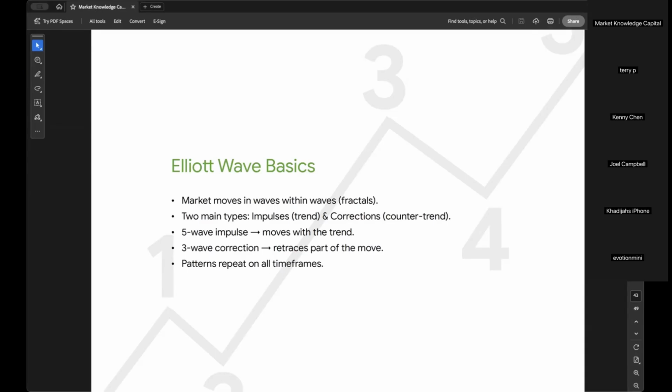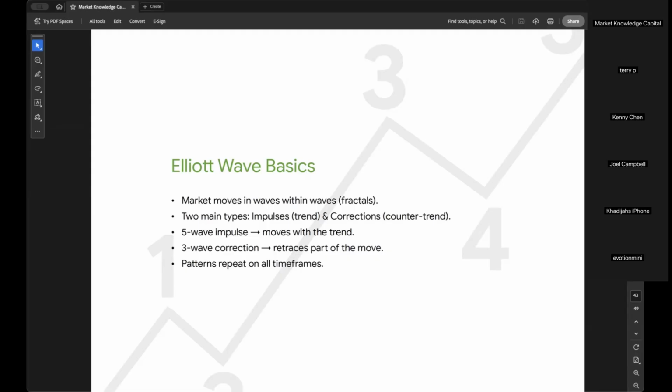Wave theory. So, Elliott wave basics. Now, this is really, I would say, without a shadow of a doubt, the most important part of what you guys are going to learn when it comes to trading. This is what you really need to try to grasp and understand: the theory behind wave theory and Elliott waves.